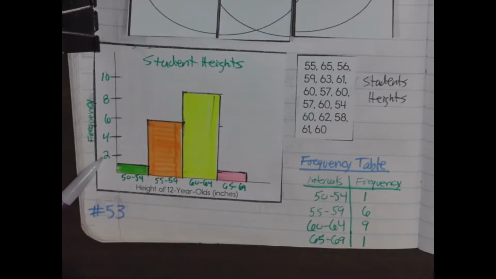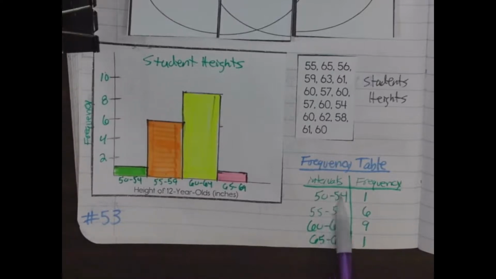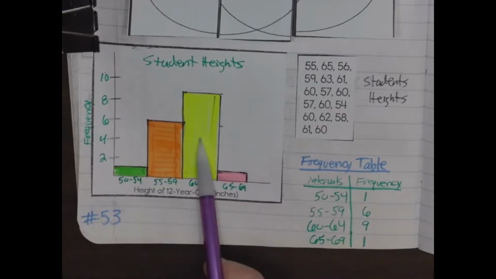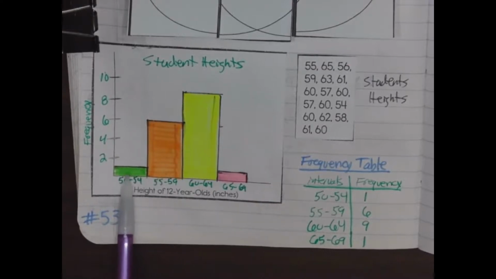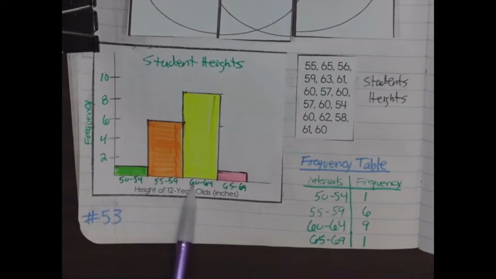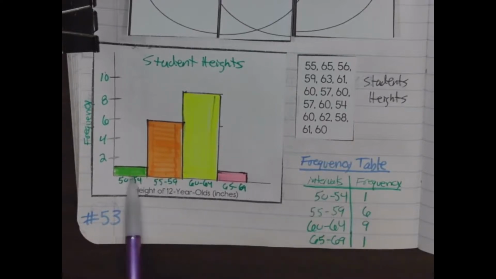And then I'm going to put my frequency. And I went up by 2s in my intervals. So 2, 4, 6, 8, 10. It kind of looks like a bar graph, but remember what's different is these bars must touch each other. So I have to have my orange touching my green. And this is a range of data. Remember, it's not like apples, bananas, strawberries, oranges.